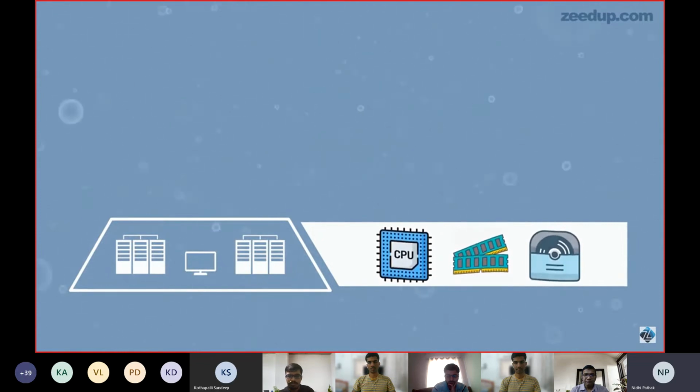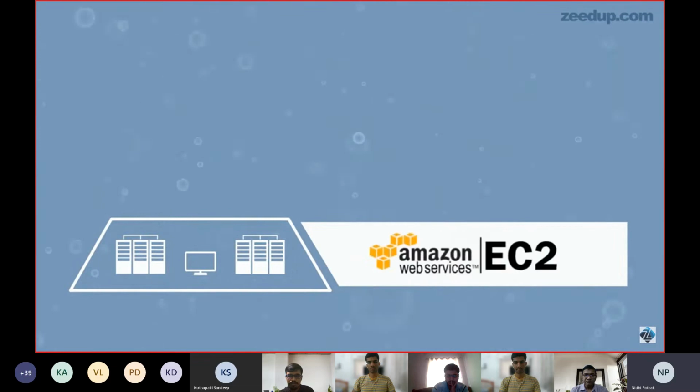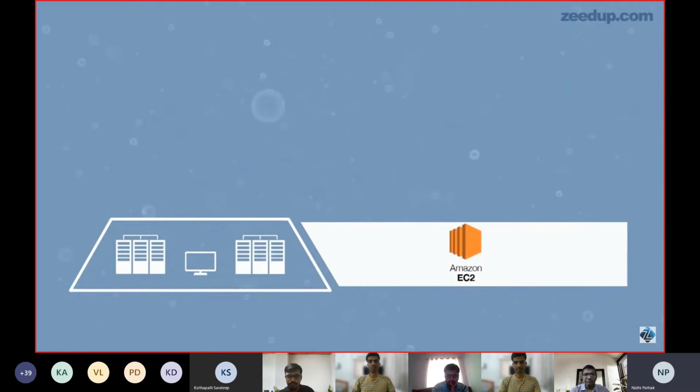The most popular example of an IaaS service is the Amazon Web Services, AWS, Elastic Compute Cloud, EC2. With Amazon EC2 you can quickly and easily launch a virtual server in the cloud from over 70 data centers in 22 plus regions around the world.